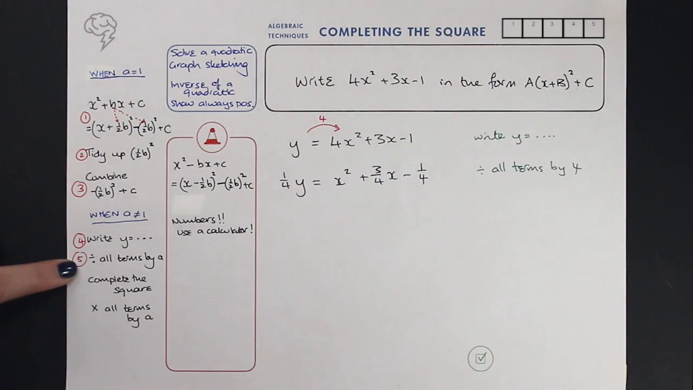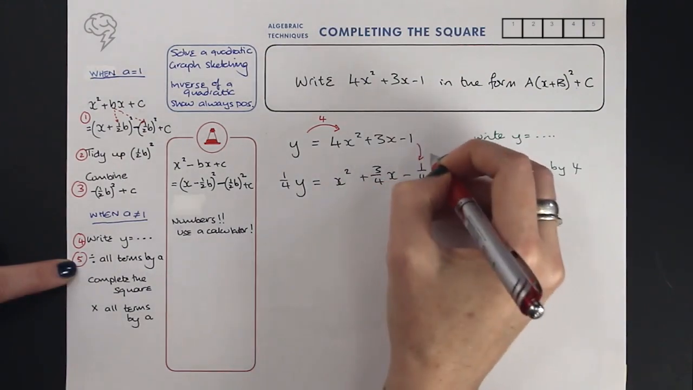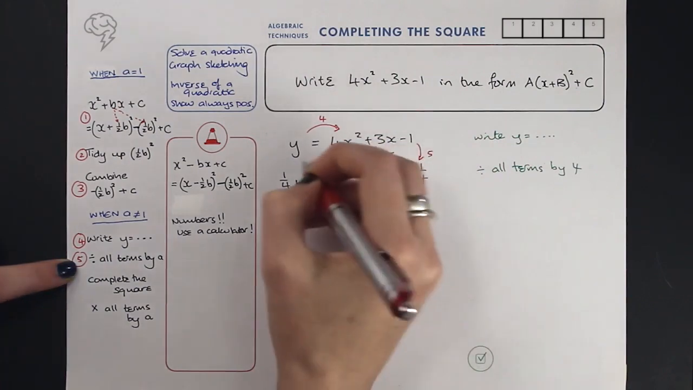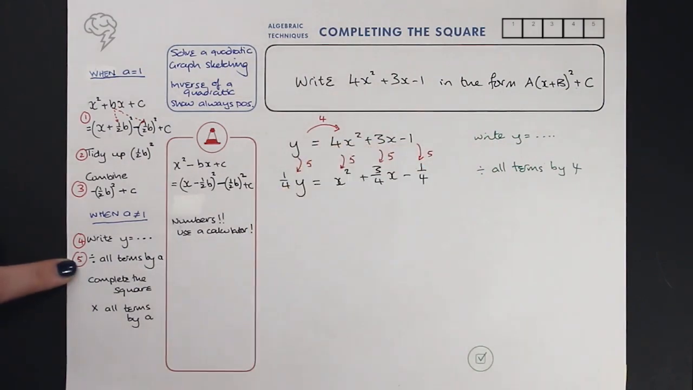This is using step 5. Everything gets divided by 4.